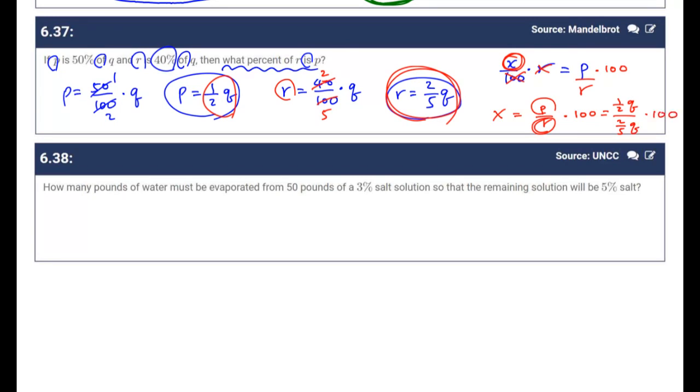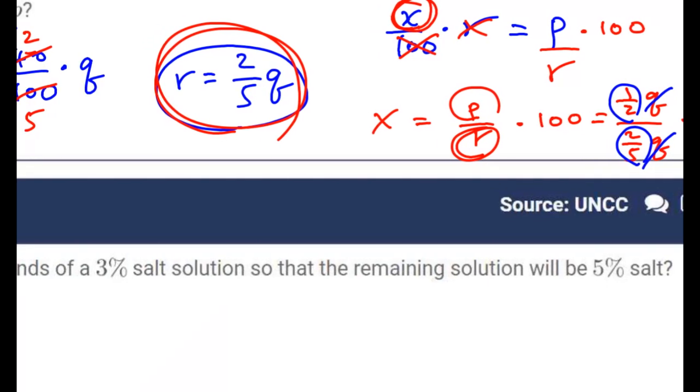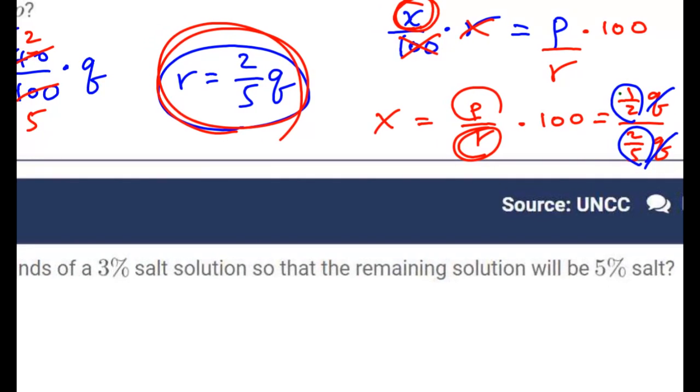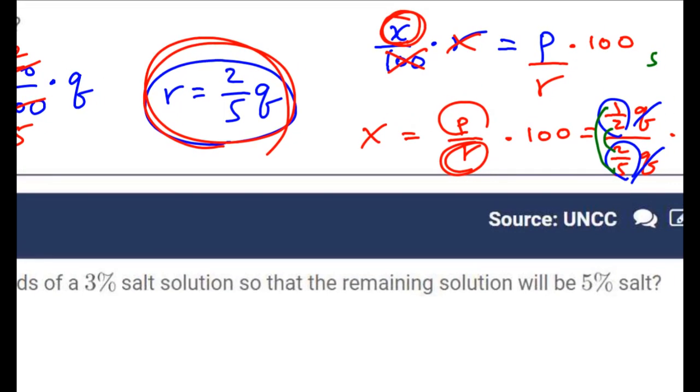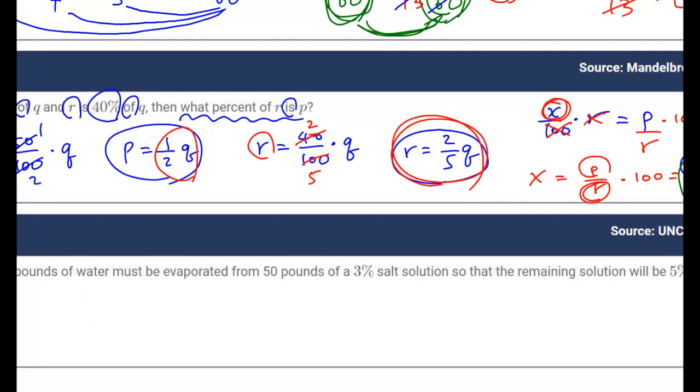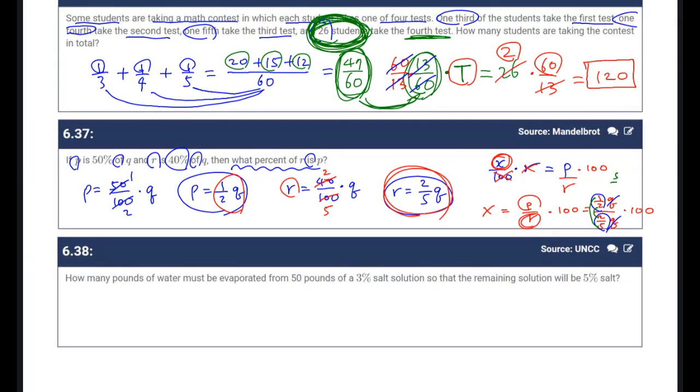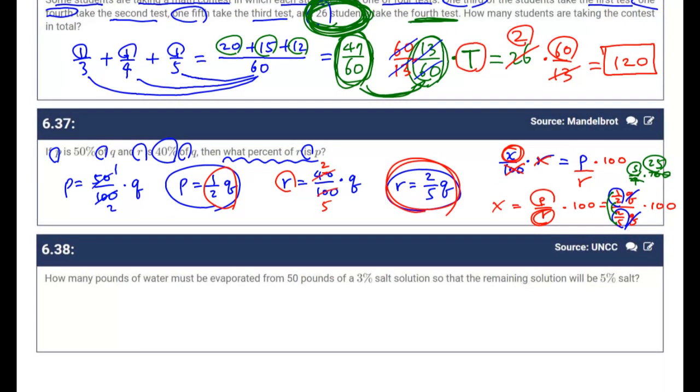Almost done. Q and Q will be reduced. And 1/2 over 2/5, if we do the complex fraction, it will be 5 over 4, right? 5 over 4 times 100. So 4 goes in there 25 times. 5 times 25 will be the answer, which is 125, right?